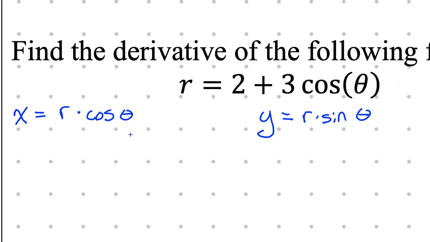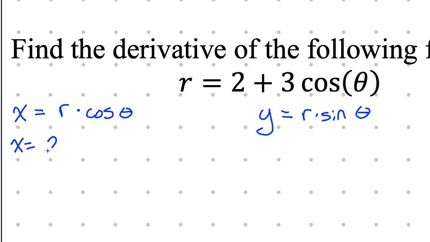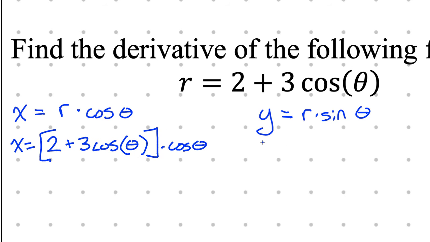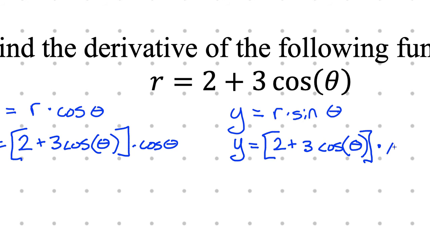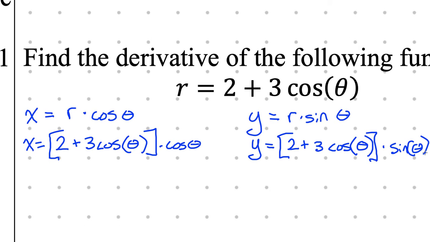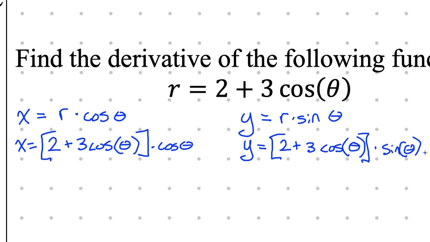So I come down here and I say this x is really equal to 2 plus 3 cosine of theta, and all of that times cosine of theta, because that's the definition. And then y is equal to 2 plus 3 cosine of theta, and then all of that in square brackets or extra set of parentheses times sine of theta, not cosine of theta anymore. Sine of theta. Done. That's as easy as it gets. We have converted into parametric form. One of them is times cosine, one of them is times sine.